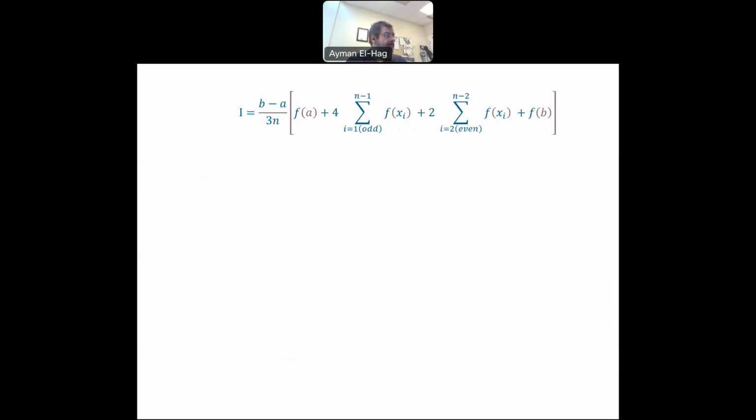Now, let's go for the other one, the 1/3 Simpson method. As I mentioned, there n is equal to 5, so n here will be equal to 10.